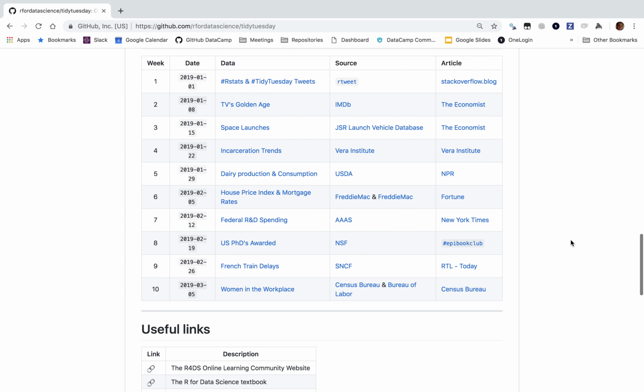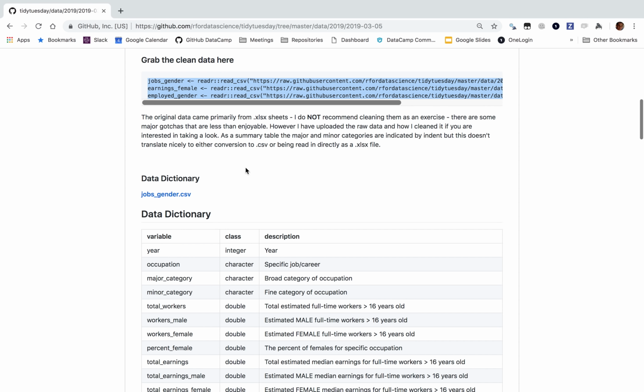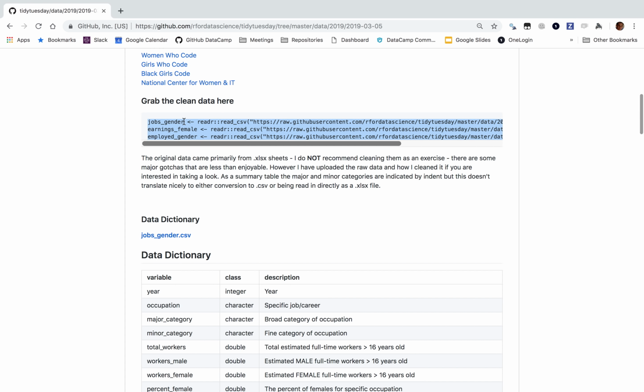All right, the originals come from Excel. I don't recommend cleaning them as an exercise, there are some major gotchas that are less than enjoyable. So we're going to work with the clean data here: jobs gender, earnings female, employed gender. Looks like 3 tables. Ooh, that's a whole bunch of cleaning that Thomas Mock did to set up this data. But we're going to be working with the clean data.